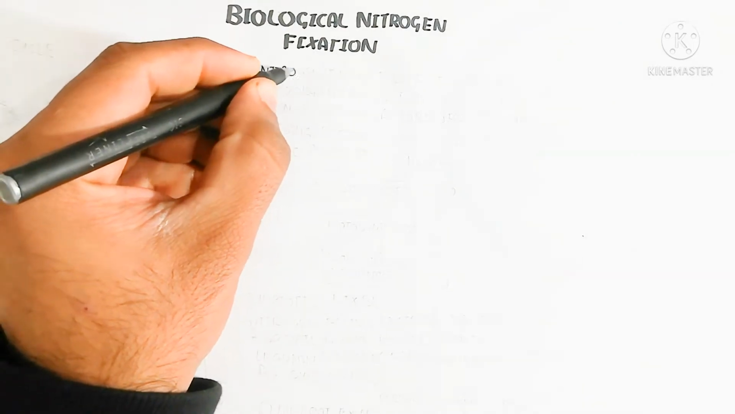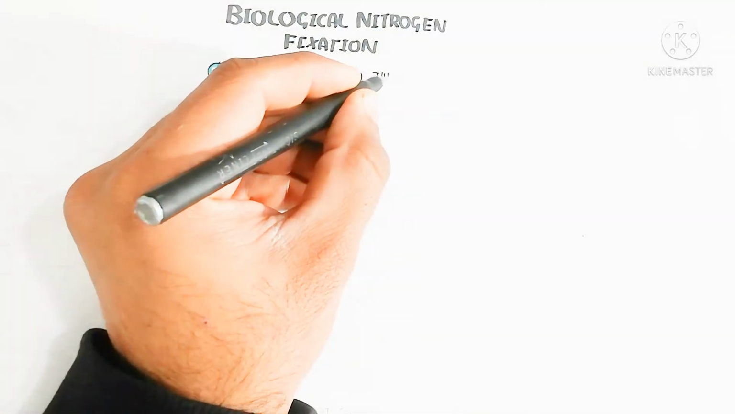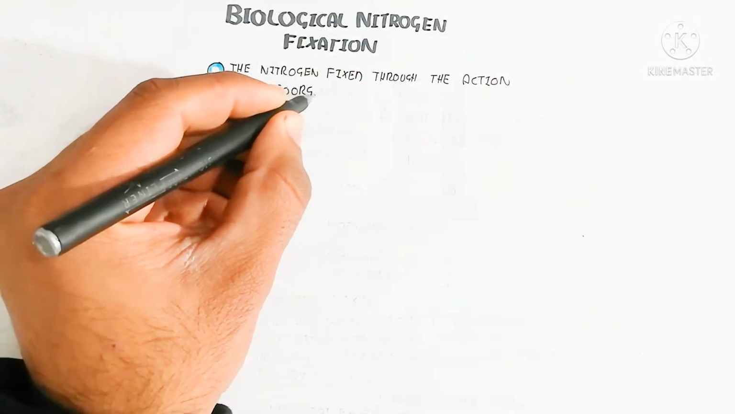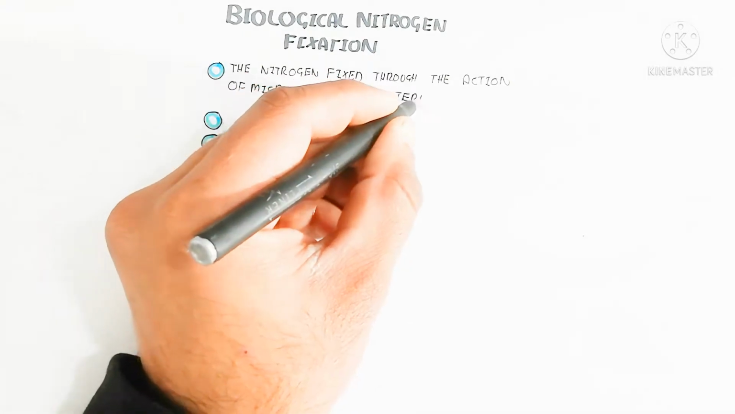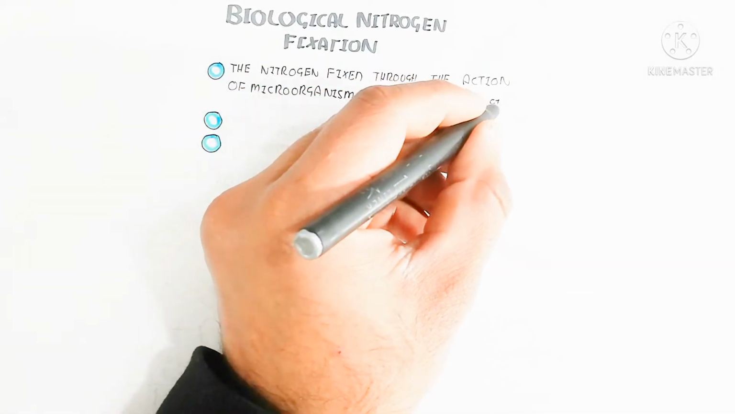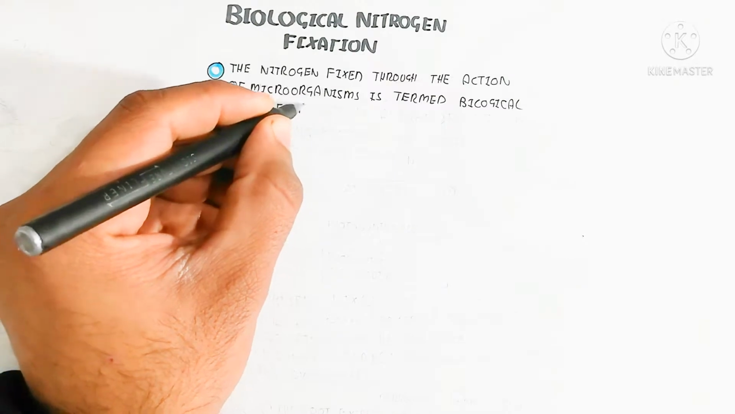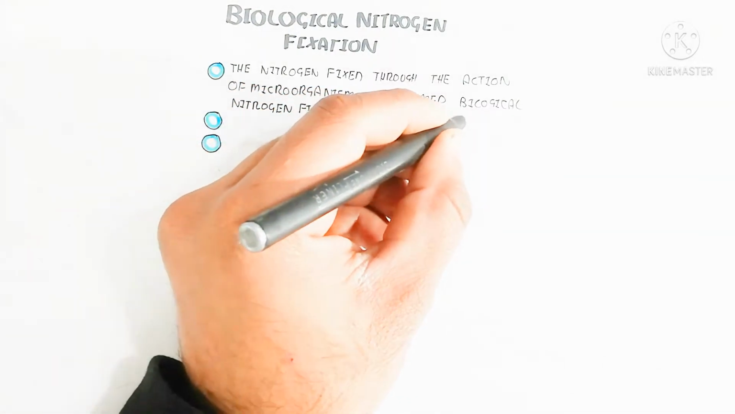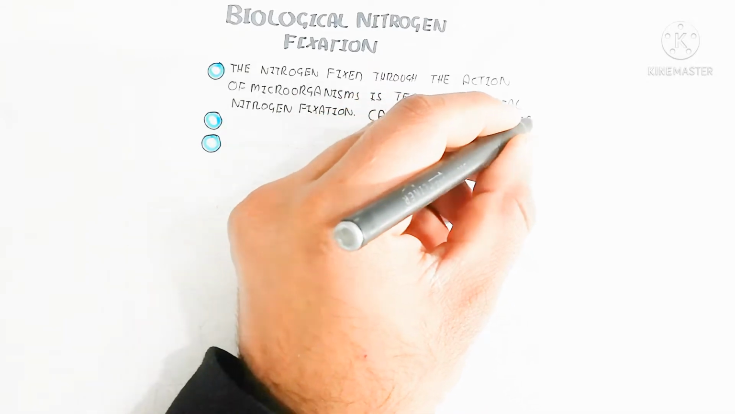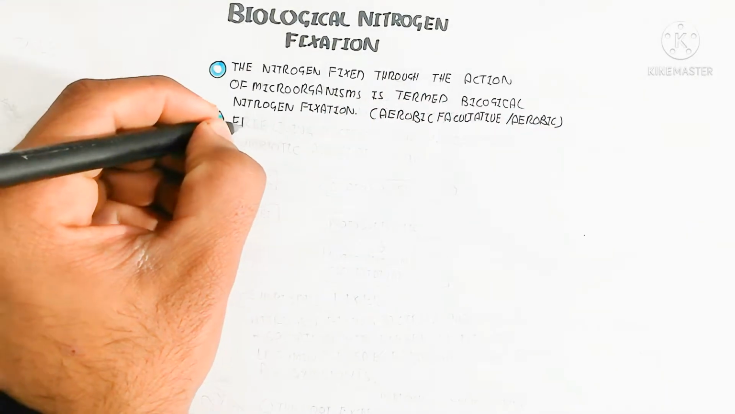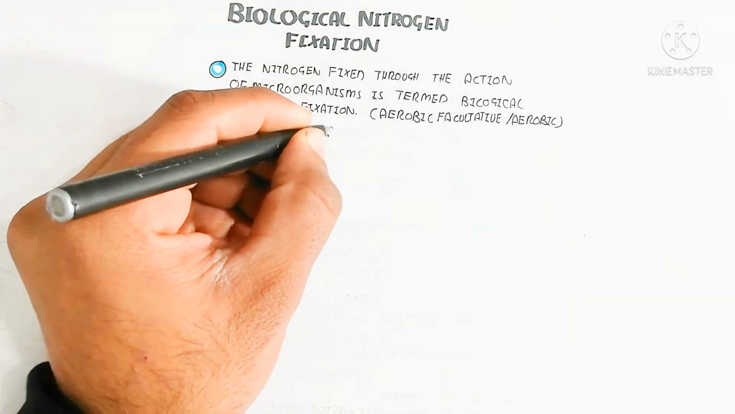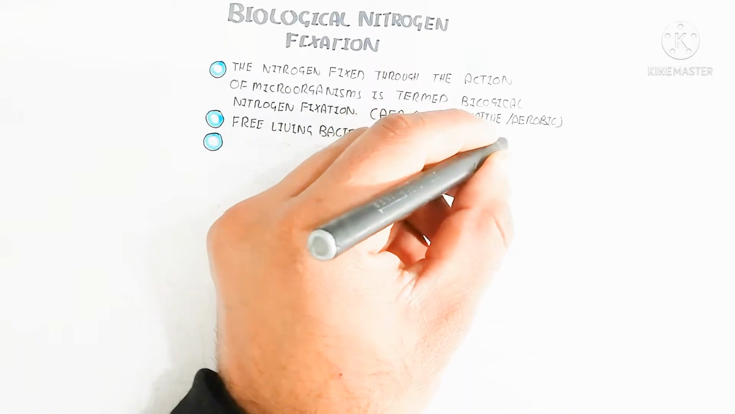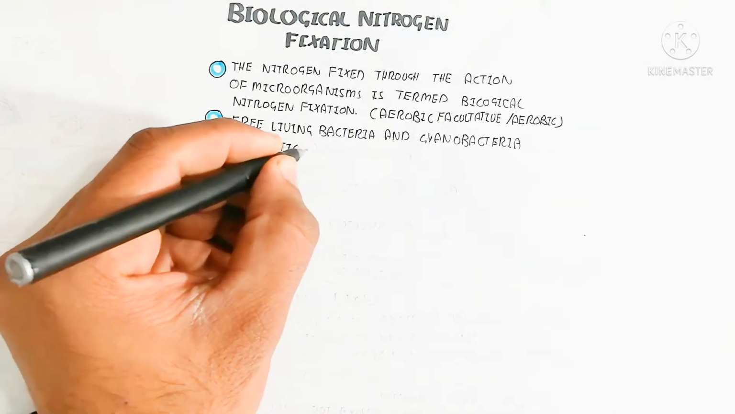Nitrogen fixed through the action of microorganisms is termed biological nitrogen fixation, because living organisms are involved, and it can be aerobic, facultative or anaerobic. Aerobic nitrogen fixers work in an oxygenated environment, while facultative ones can work in a deoxygenated or oxygenated environment. Both are favorable, while anaerobic means without oxygen.